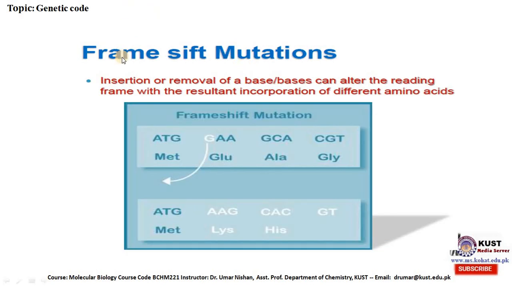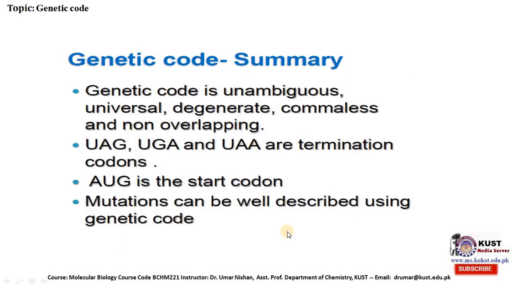Now there is another situation which is called a frame shift mutation. Insertion or removal of bases can alter the reading frame, with resultant incorporation of different amino acids. So you see here, the reading frame is changed. Instead of methionine, glutamate, alanine, glycine, now it is methionine, glycine, histidine. So this is a frame shift mutation.